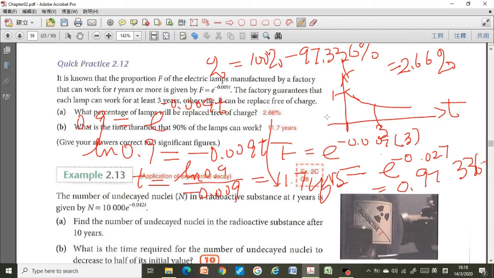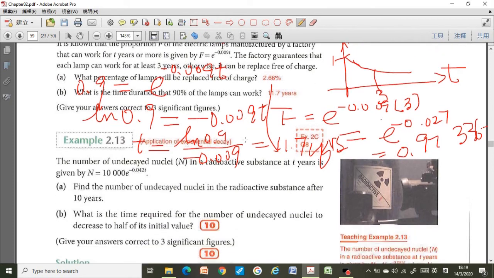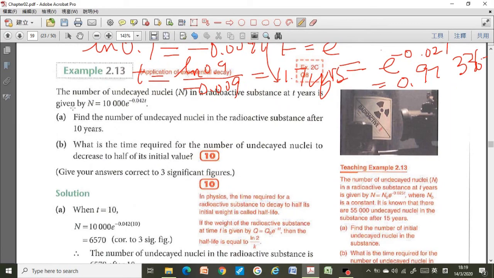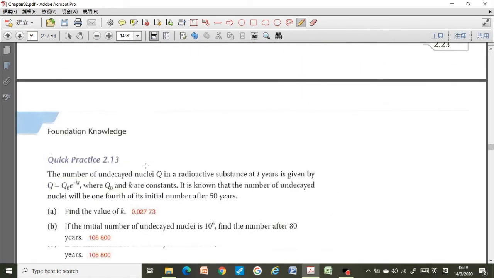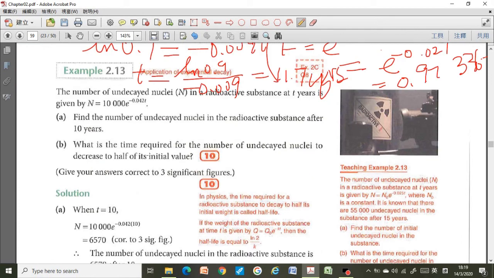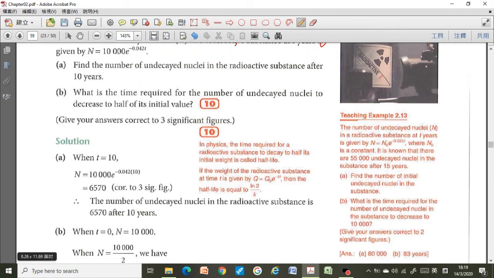This is a kind of problem you do not find in the compulsory part, so you may pay attention. And the example here: the number of undecayed nuclei, that means remaining nuclei, in a radioactive substance after t years is given by this formula. Find the number of nuclei in the radioactive substance. So you put t equal to 10 and you get the answer 6,570 correct to 3 decimal places.